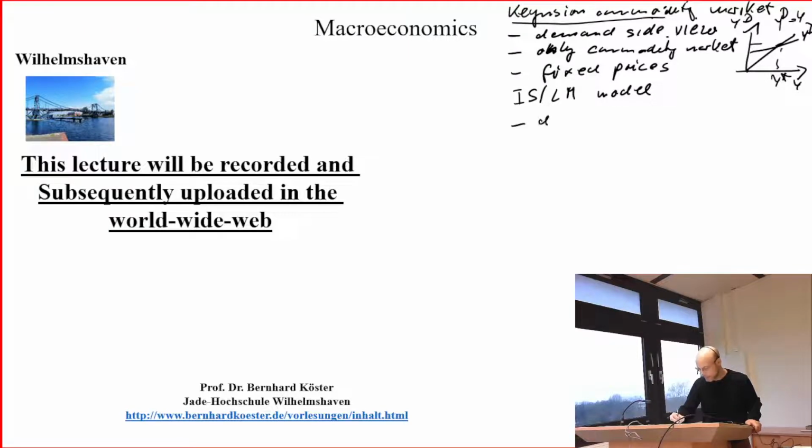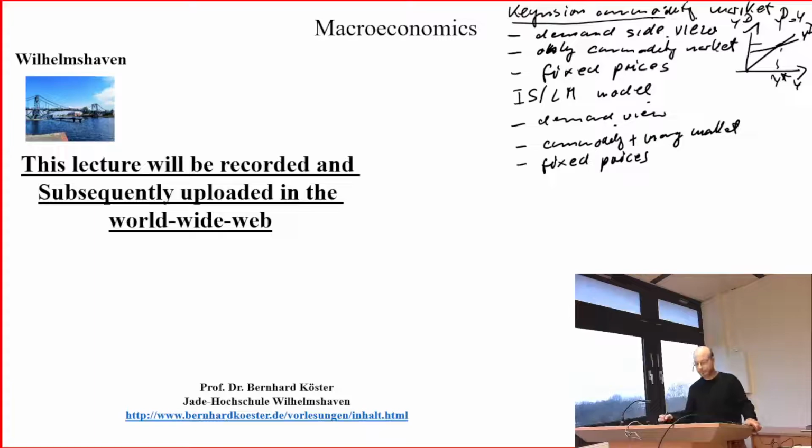And there, again, a demand view, now commodity plus money market, but still fixed prices. And then we had the so-called ISLM model with the interest rate and income equilibrium.